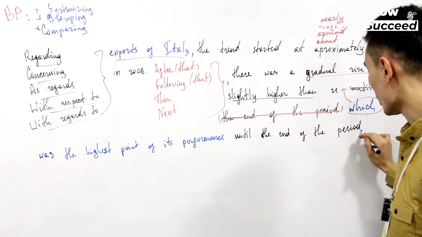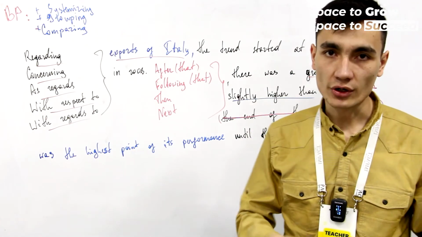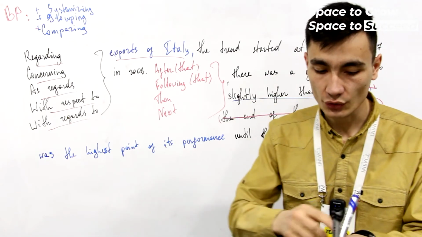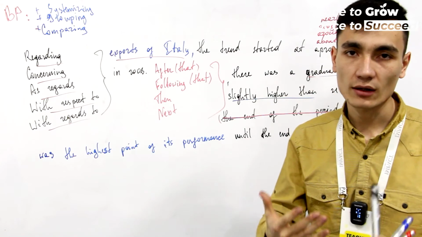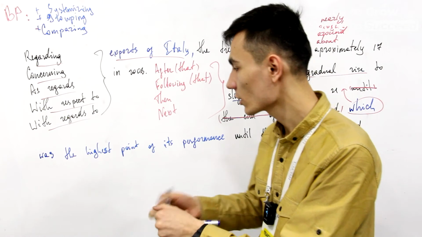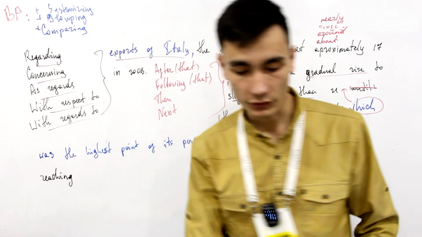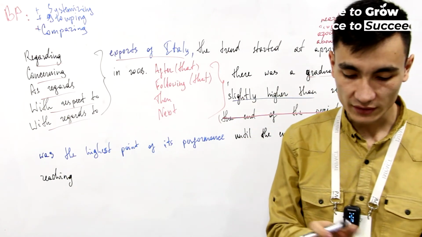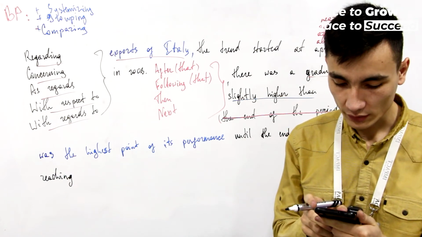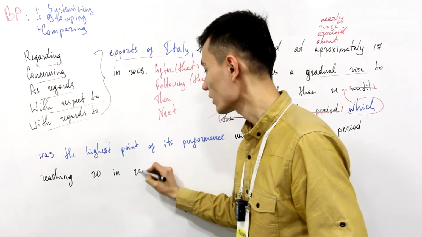So here we can stop actually, but if you're not sure about the amount of information that you gave, you can continue giving information by using a participle clause. We can say reaching, and give some numbers. So for example, I want to give one number as an illustration. I say reaching 20 in 2011, 20 in 2012.